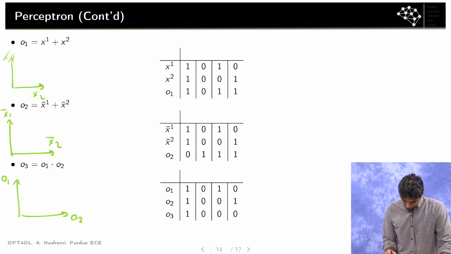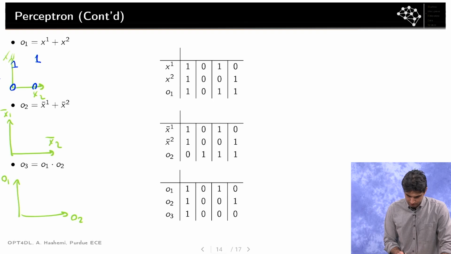So the first case, when x1 is 1 and x2 is 1, OR is going to be 1. So I have a 1 here, let's say. But if both are 0, I have 0. If first one is 1, second one is 0, I have 1. So here I have a 1. And then secondly, I have a 0 here. So as you can see, they are linearly separable. Okay.